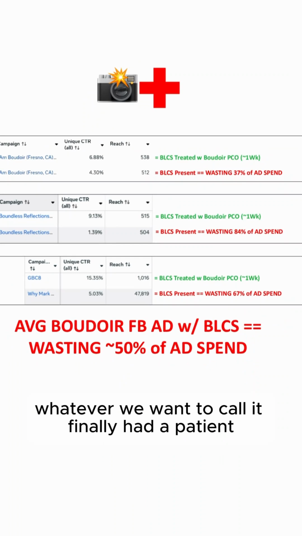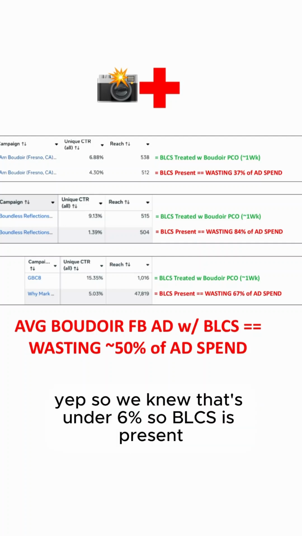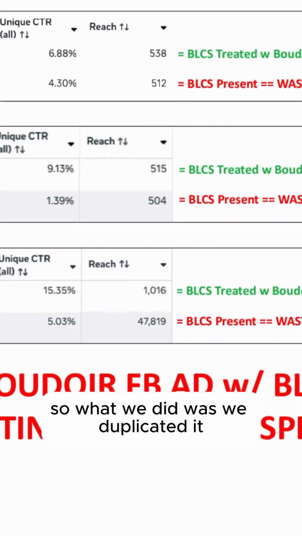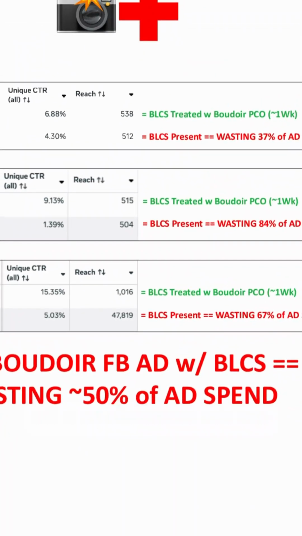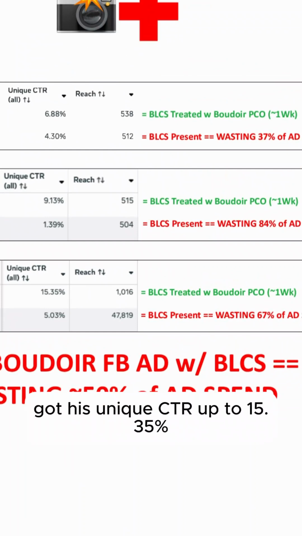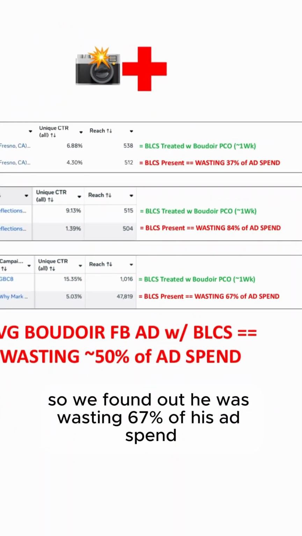Finally had a patient, his unique CTR all 5.03%. Yep, so we knew that's under 6%, so BLCS is present. So what we did was we duplicated it, did a lot of work on this one, treated with boudoir Pico, takes about a week, and got his unique CTR all up to 15.35%. So we found out he was wasting 67% of his ad spend.